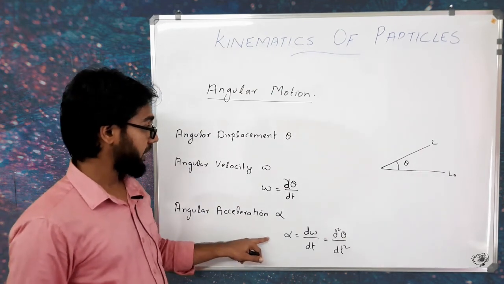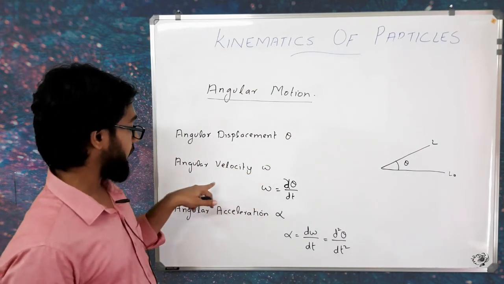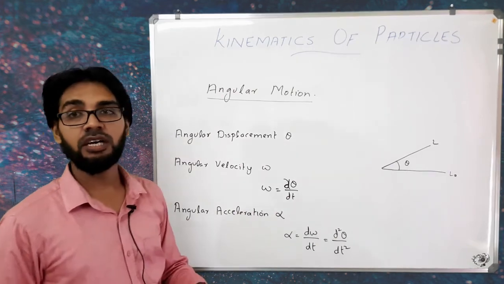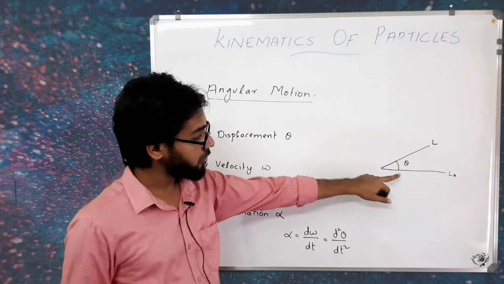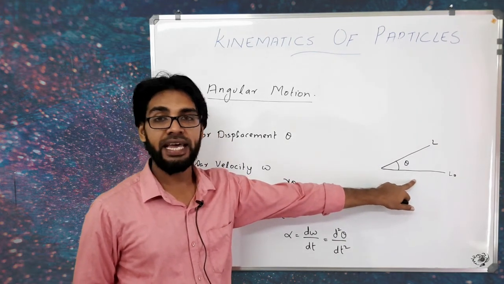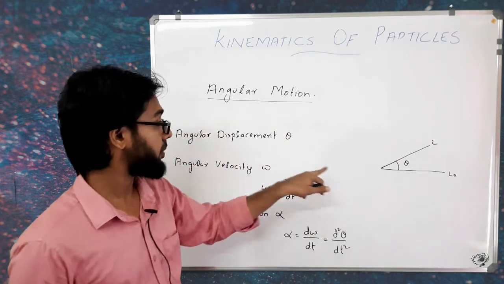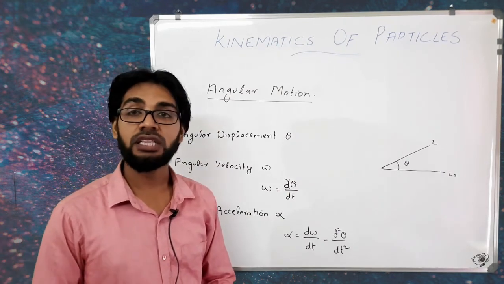Now, remember that for the angular displacement, angular velocity and angular acceleration, we are concerned with the rotation of the line with respect to the reference line L0, and hence I shall be representing them as scalars instead of the vector notation.